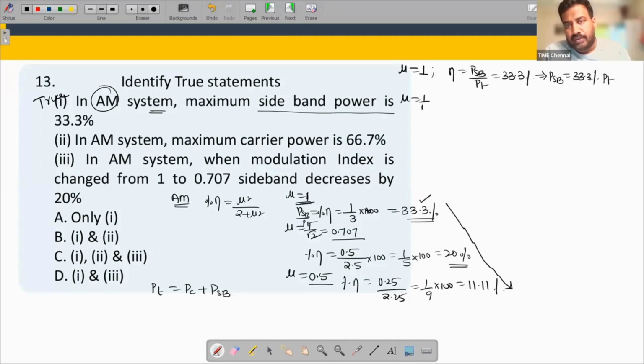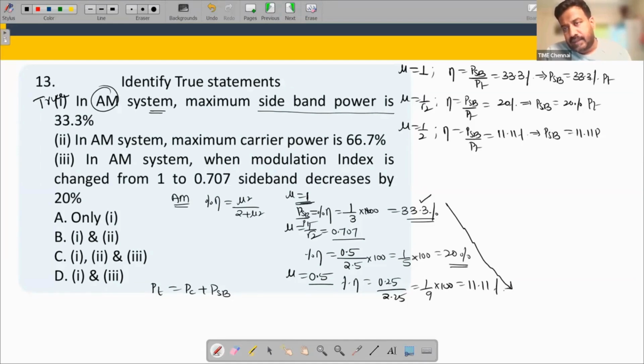Similarly, when mu is 1 by root 2, eta, sideband power by total power, but it has 20%, implies sideband power is 20% of total power. Similarly, when mu is 1 by 2, eta, sideband power by total power is 11.11%, implies sideband power is 11.11% of total power.